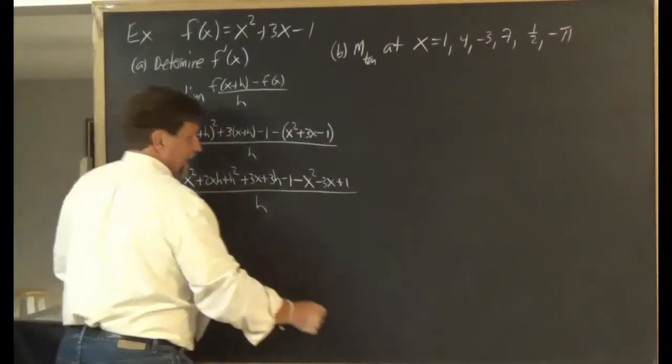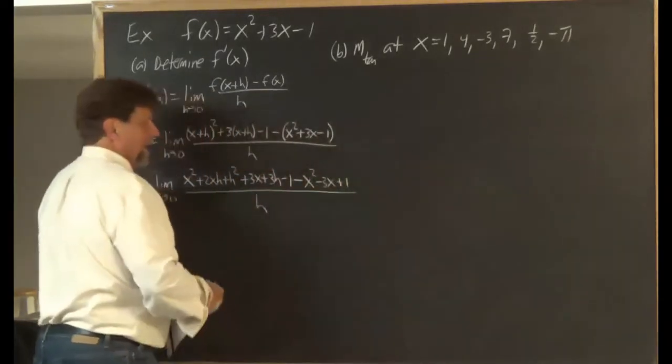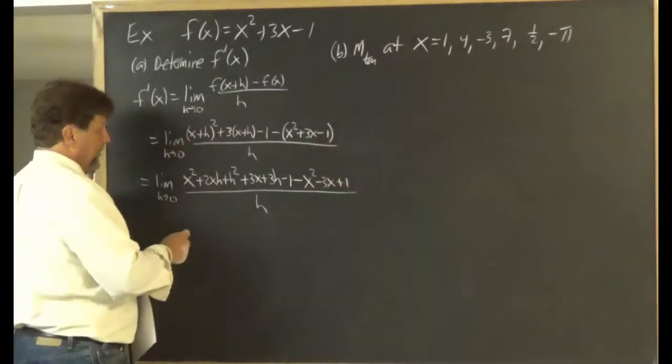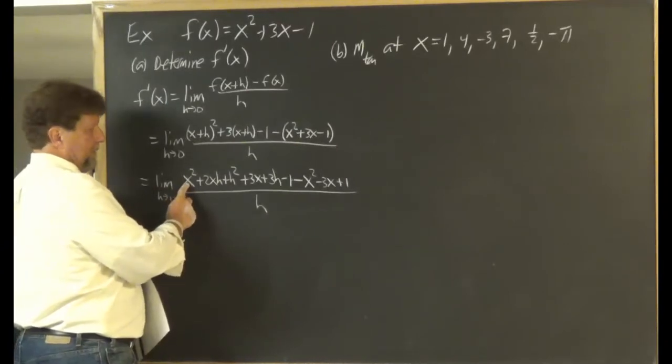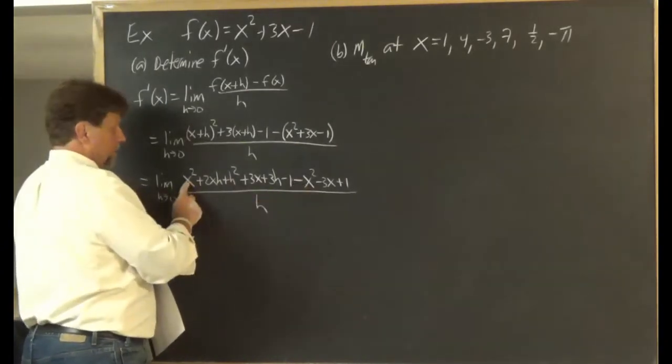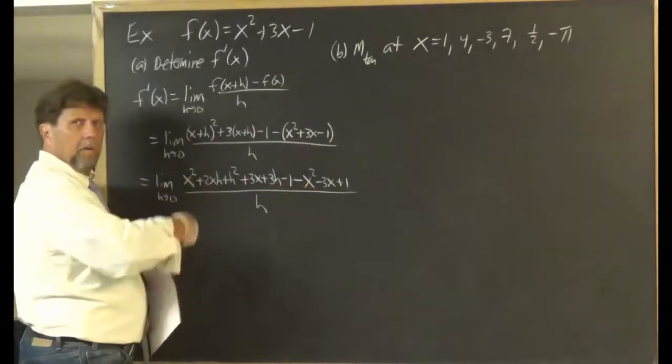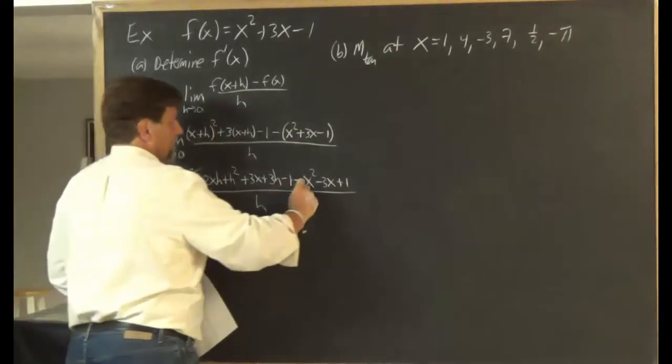And then I always say, hey, let's clean up the numerator. Let's combine any like terms that we have. So let's see, anything we can combine with this x squared. Well, we have an x squared here. Hey, look, x squared minus x squared. That's gone. So let me do that.